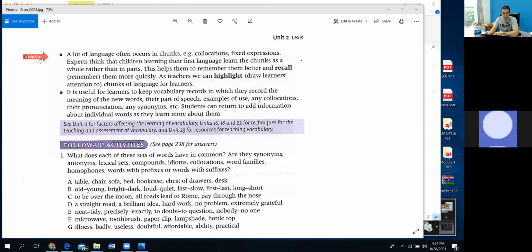Last point is, it is useful for learners to keep vocabulary records in which they record the meaning of the words and the parts of speech. That's the usual thing. A vocabulary record is needed unit-wise in the book. So the children need to know that in this particular topic, what are the new words, what expressions are used, what collocations and chunks are used in it, and they need to keep that and go through it, and the teachers need to ask them about it. That is how you increase the vocabulary of the children.